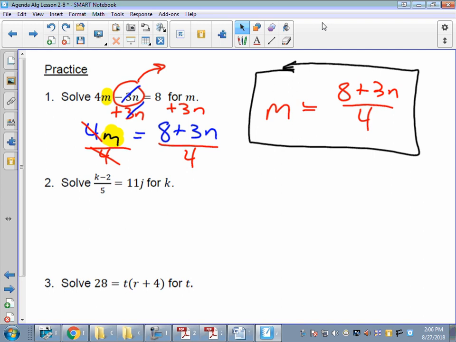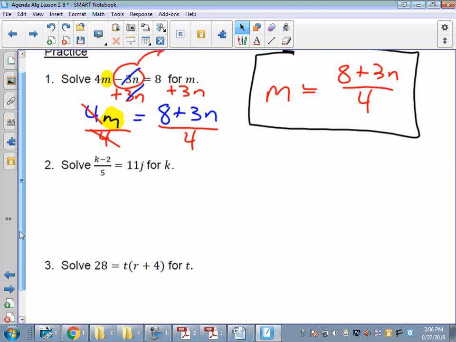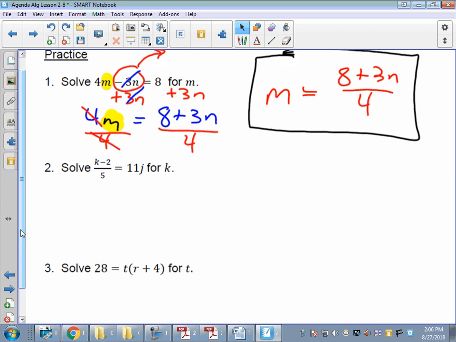Okay, let's try this one down below, number 2, because there's one subtle difference in there. We've got k minus 2 over 5 equals 11j, and we're solving for k. So again, the first thing, I'm just going to locate my variable I'm solving for. There it is, k. All right. So you might notice that there's a subtraction problem here, but remember, it's part of this fraction. So let's make sure we get rid of the other stuff and get rid of this fraction form.